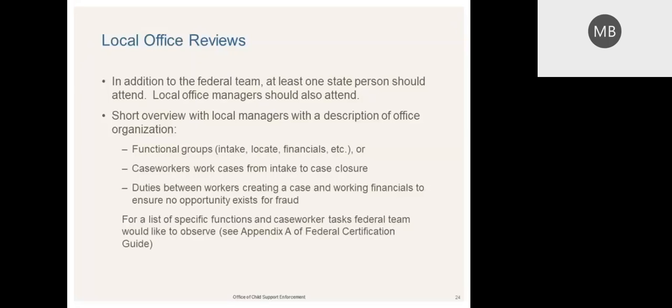The federal team would also like to observe functionality in all core child support functional areas. For example, referrals from partner agencies, review and acceptance of federal locate information, SESNet processing, review and adjustment, FIDM, and statistical and performance reporting. For a full list of specific functions, please see Appendix A of the Federal Certification Guide.